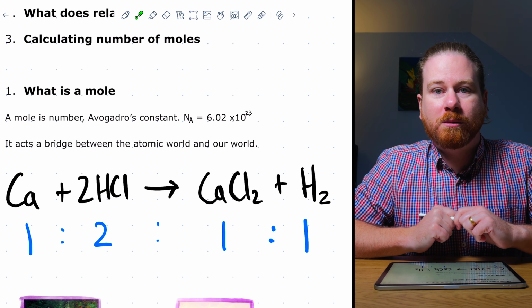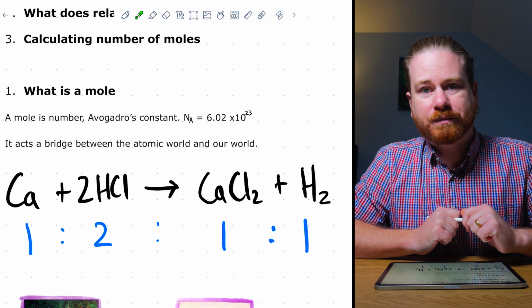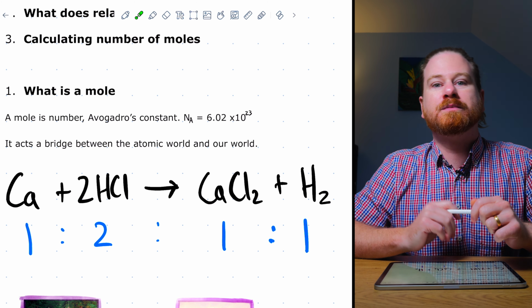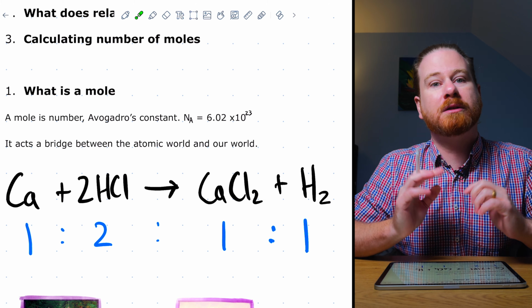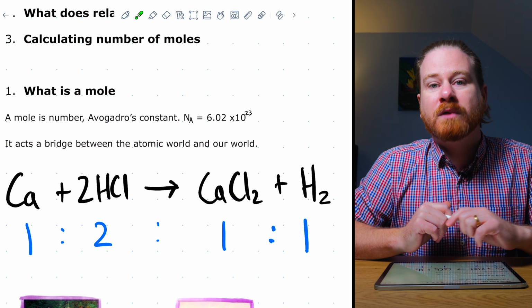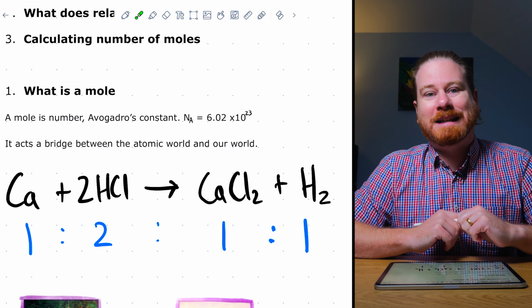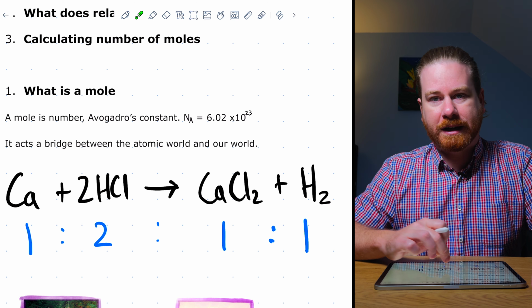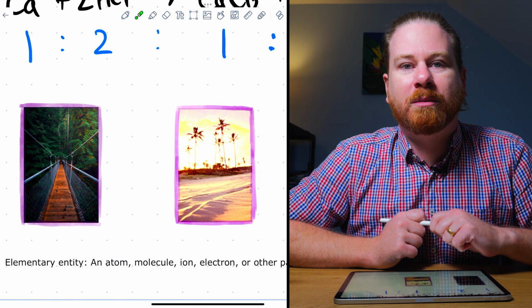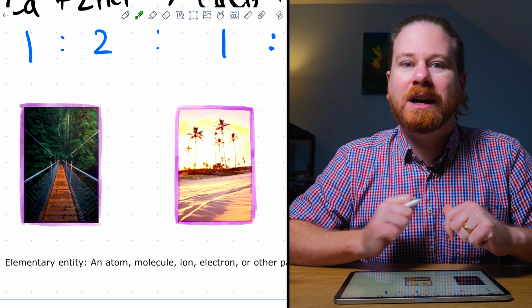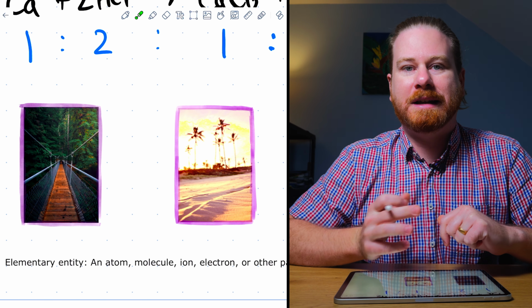Also, the concept of a mole makes speaking a lot easier as well. So instead of saying, can you measure out 1.3 billion, trillion, billion, million, billions of calcium, please, or whatever it is, you could just ask for a mole instead. So the mole is a very helpful bridge that makes working with these teeny tiny little atoms a lot easier.